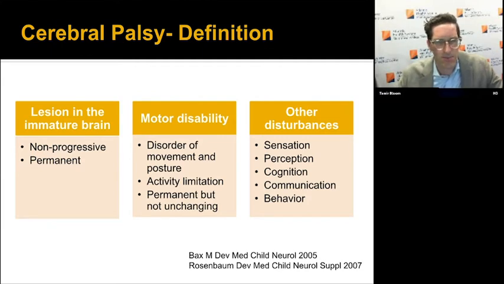This lesion results in a motor disability, that is a disorder of movement and posture. It does result in activity limitations. The disability is permanent but not unchanging throughout growth. And many patients with CP will also have other associated disturbances, such as abnormalities in sensation, perception, cognition, communication, and behavior.